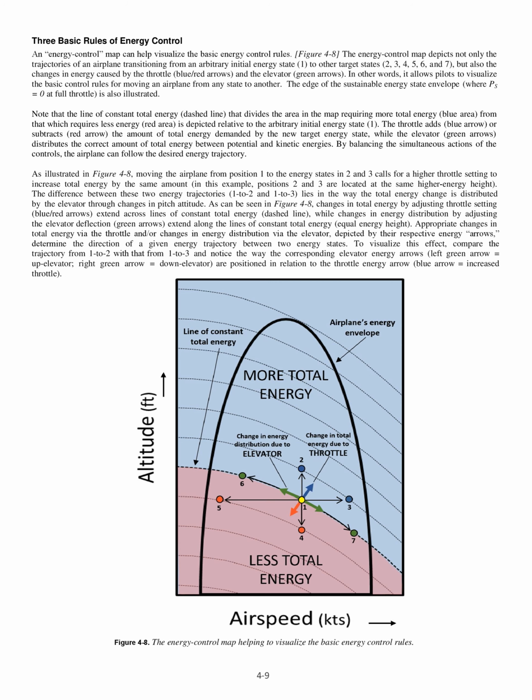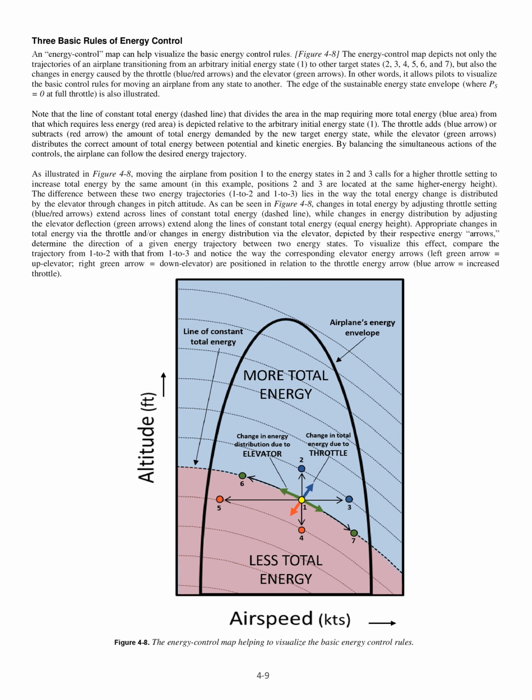An energy control map can help visualize the basic energy control rules. The energy control map depicts not only the trajectories of an airplane transitioning from an arbitrary initial energy state, 1, to other target states, 2, 3, 4, 5, 6, and 7, but also the changes in energy caused by the throttle, blue/red arrows, and the elevator, green arrows. In other words, it allows pilots to visualize the basic control rules for moving an airplane from any state to another. The edge of the sustainable energy state envelope, where PS equals 0 at full throttle, is also illustrated.